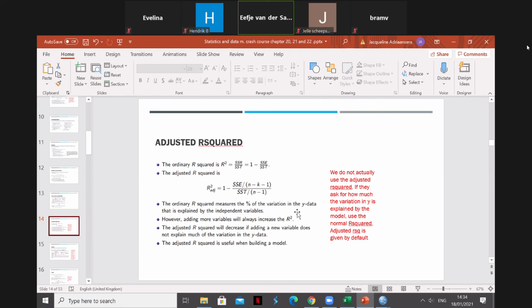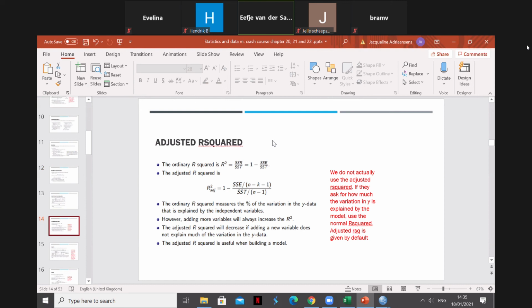But if you add them, the R squared will always go up. It acts as if more of the variation in the model is actually explained. And that's not always a good thing, because sometimes it's not true. Sometimes you add things that don't actually explain more of the variation. And that's where the adjusted R squared comes in, the adjusted coefficient of determination. We call it R squared adj, from adjusted. And that equals 1 minus SSE divided by n minus k minus 1, divided by SST divided by n minus 1. This formula, you don't really need to know it, I think.